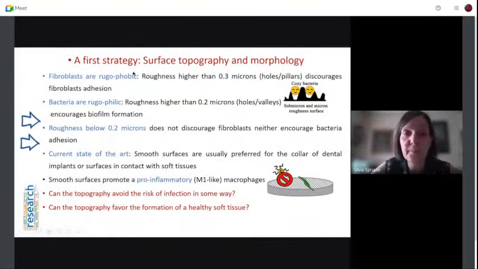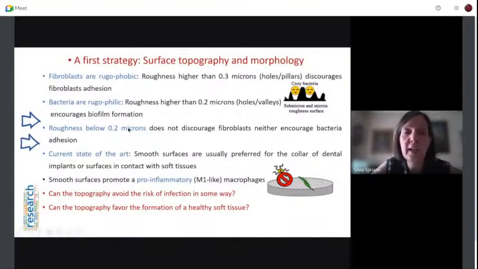The first strategy uses a physical approach, just modifying the surface topography and morphology. What we know is that fibroblasts are rugophobic, so they don't like high roughness. There is a threshold of about 0.3 microns, which must not be exceeded in order to have good fibroblast adhesion. On the other side, bacteria are rugophilic. They like valleys on the surface very much. And again, there is a threshold of 0.2 microns in order to avoid biofilm formation.